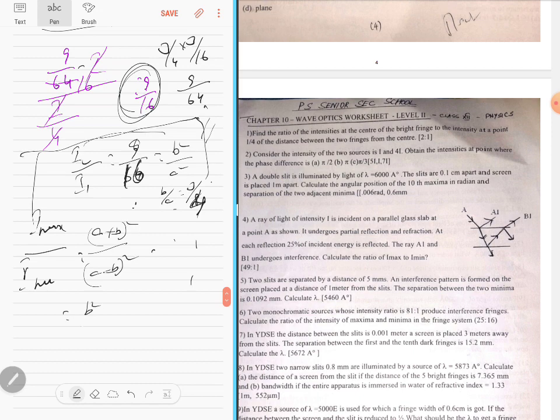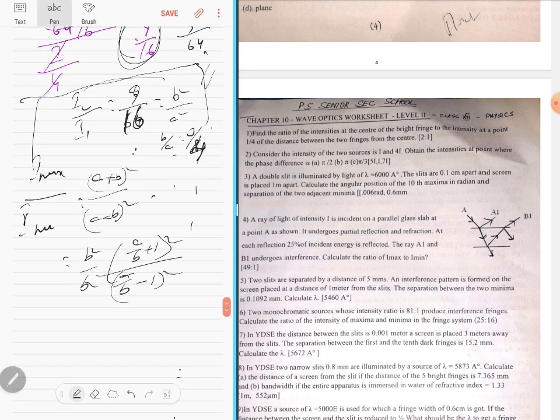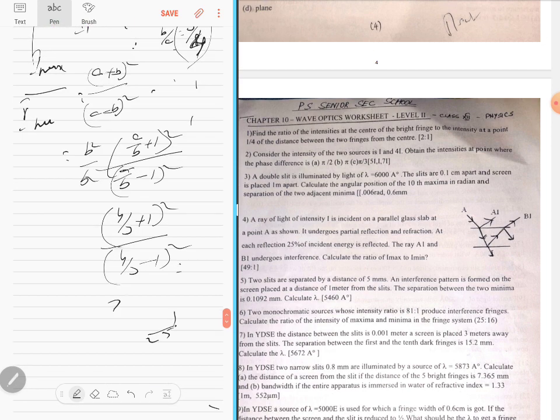Let's take B square out and B square out. You get (A by B plus 1) the whole square by (A by B minus 1) the whole square, where A by B is the reciprocal of this, so we'll write (4 by 3 plus 1) the whole square by (4 by 3 minus 1) the whole square. So it's 7 the whole square, 49, and 49 is to 1. Okay, that's the answer.